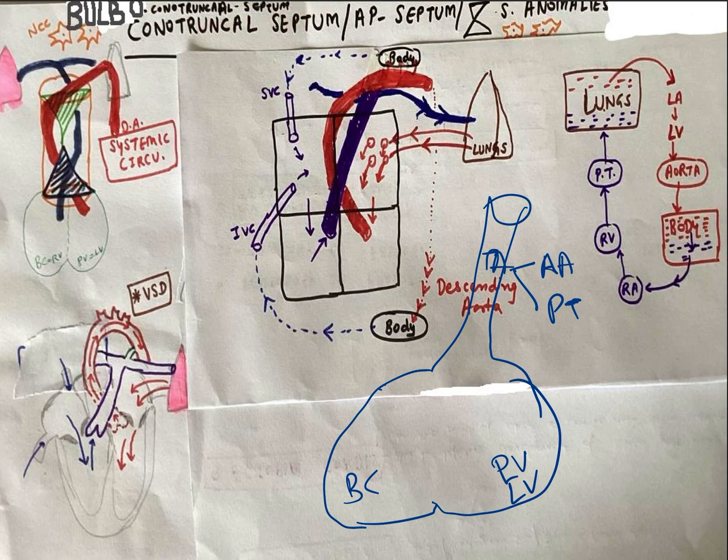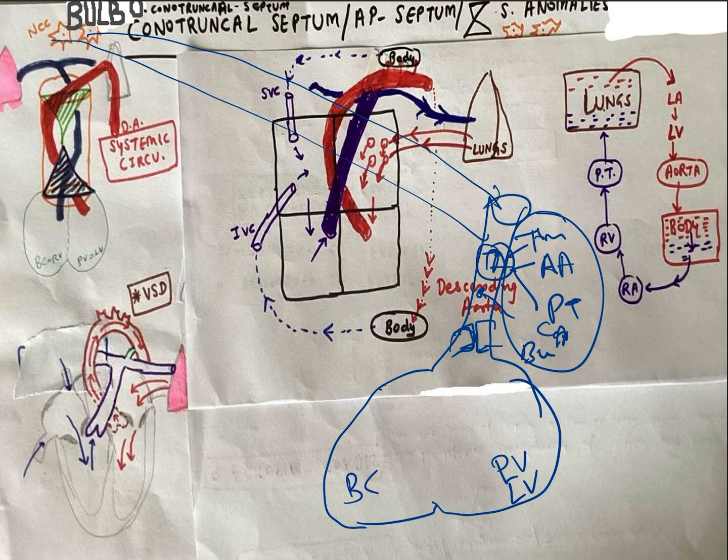Why bulboconotruncal septum? Because the lowermost part of the bulbus cordis forms bulbar ridges, the middle part will form conal ridges, and the truncus arteriosus will form truncal ridges. These three ridges, after migration of neural crest cells, these neural crest cells start migrating into these ridges and they will form a spiral septum. What is the specialty of this spiral septum?